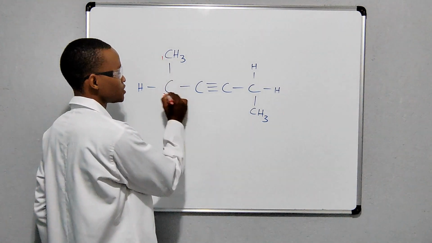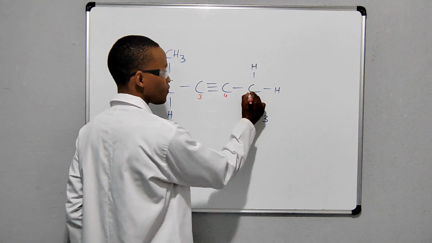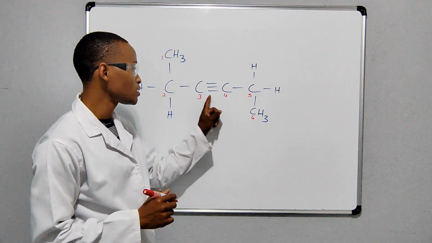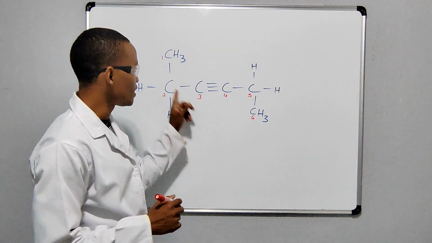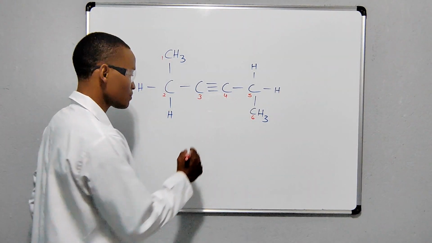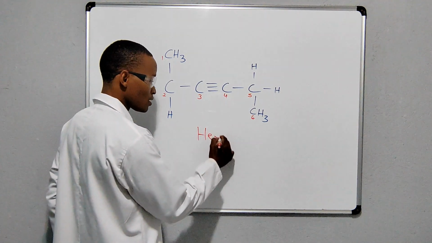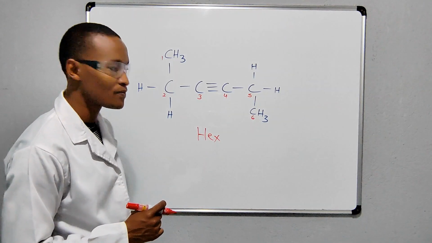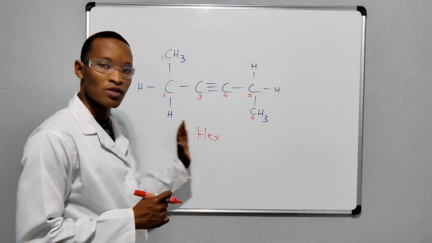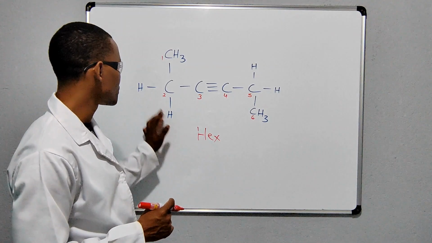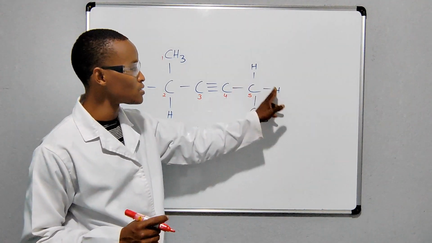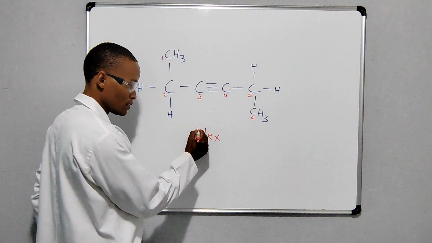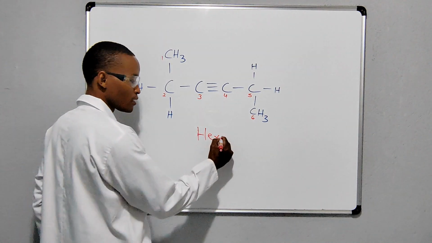Let's start here. 1, 2, 3, 4, 5, 6. Okay, where is our triple bond? At carbon number 3. And because we have 6 carbon atoms, our name will definitely have a hex. Is there any side chains that will serve as a prefix? No. It's a hydrogen, it's a hydrogen, it's a hydrogen, it's a hydrogen. So therefore, we don't need to account for a side chain or side chains.